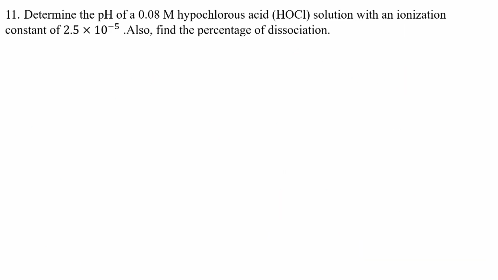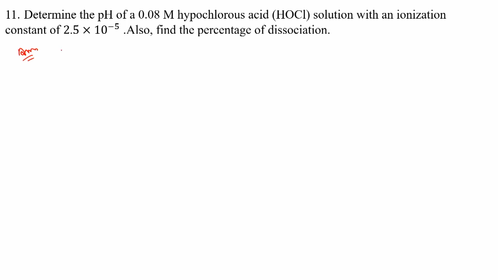It says: determine the pH of a 0.08 molar hypochlorous acid solution with an ionization constant of 2.5 times 10 to the minus 5. Also find the percentage of dissociation. So HOCl, hypochlorous acid, dissociates as, we need to first write the dissociation equation.